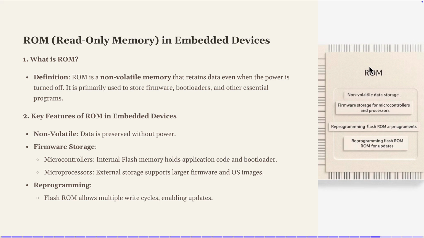And in a microprocessor like the Raspberry Pi, we can use external storage, like an external SD card, or we can also use an SSD, depending on the speed that you want to achieve in performance. And for reprogramming, flash ROM allows multiple write cycles, enabling updates.